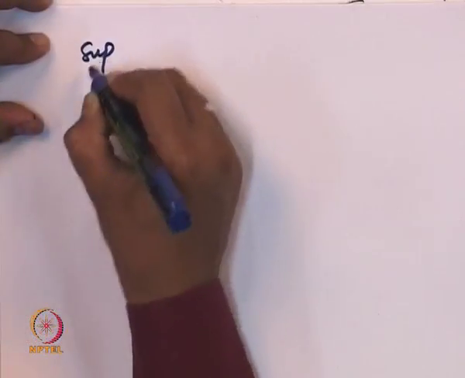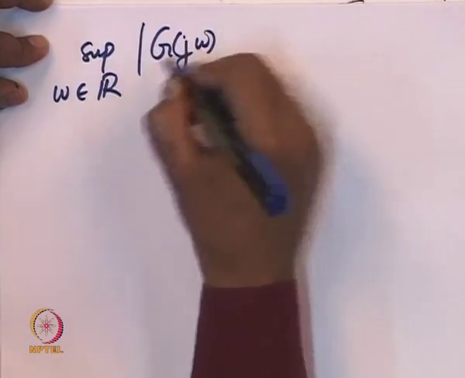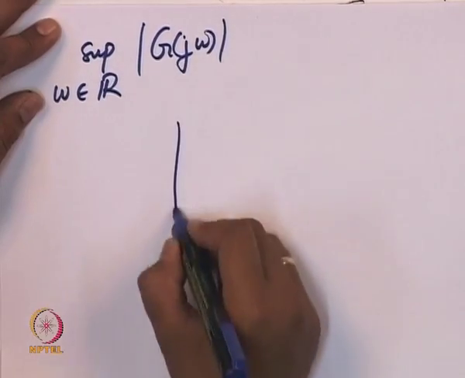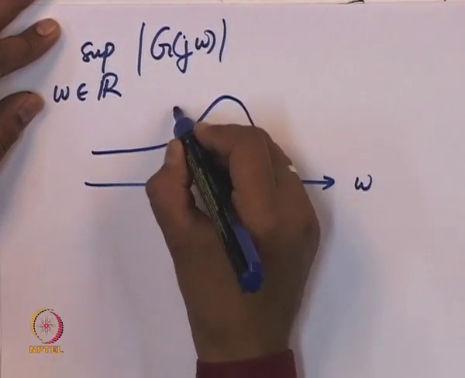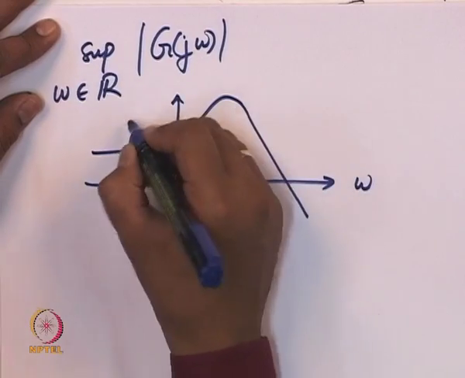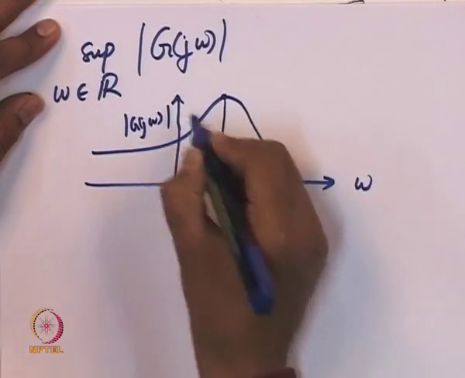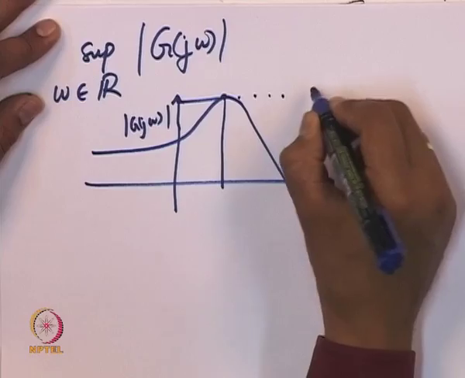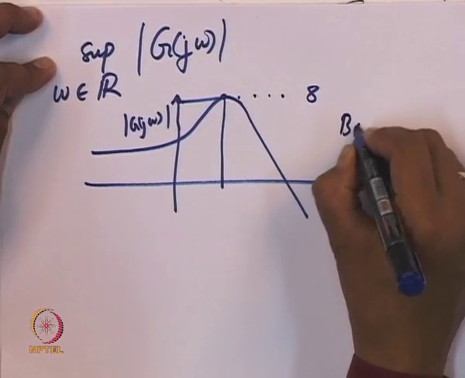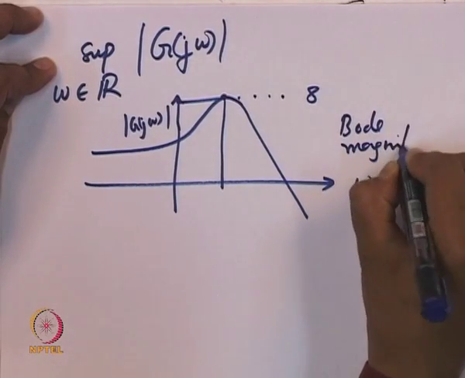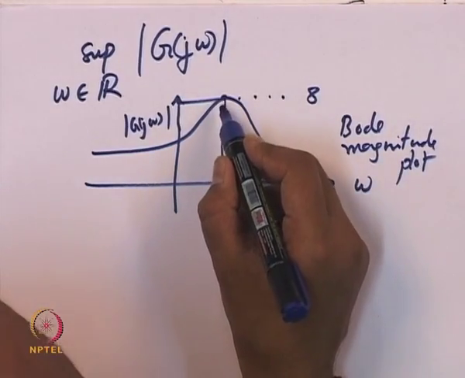So, supremum over all omega in R of |G(jω)|, this is a complex quantity, so we take the absolute value. Suppose this is the Bode magnitude plot, then this supremum, this value here, suppose this value is equal to 8. Why will this be finite? Because G has no poles on the imaginary axis.